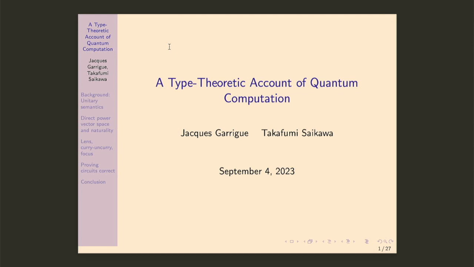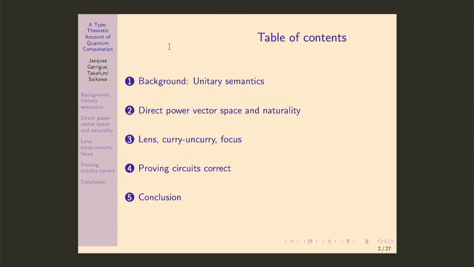Okay, so let's go. I'm going to talk in this order. First, introduce what the unitary semantics is, because we are going to talk about pure quantum computation, for which the standard approach is to give a unitary semantics. Then the next steps will be more specific to our work: first defining the notion of direct power vector space, and then through lenses and currying through lenses we can focus, and then we can prove circuit correctness using this approach.